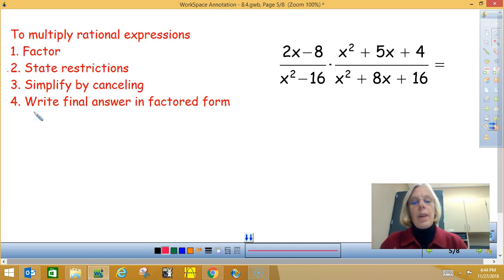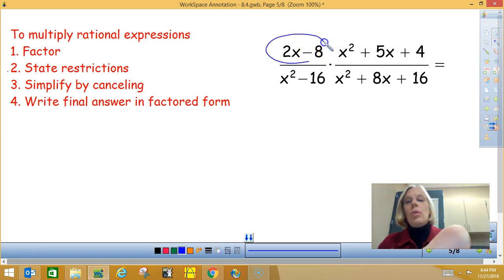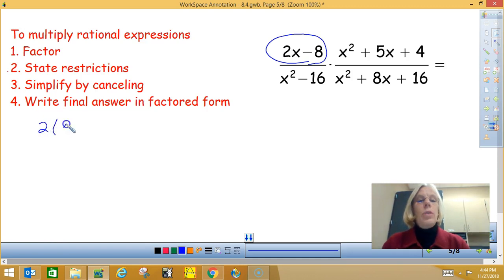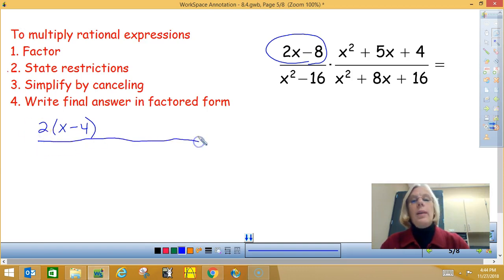So our first step is to factor. We're going to take out a 2 out of 2x minus 8, and we have 2 times x minus 4. When we multiply fractions, we multiply the numerators together. So I'm just going to have one big division bar, and I'm going to factor the trinomial x squared plus 5x plus 4 into x plus 4, x plus 1.